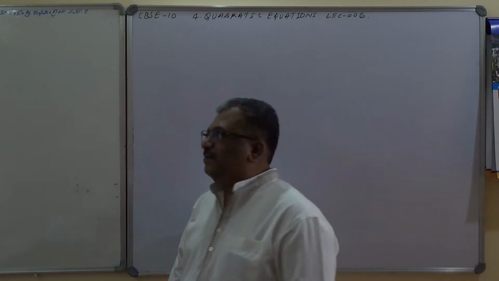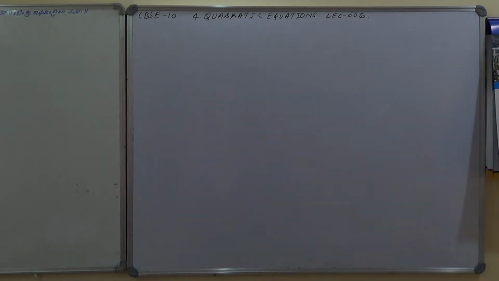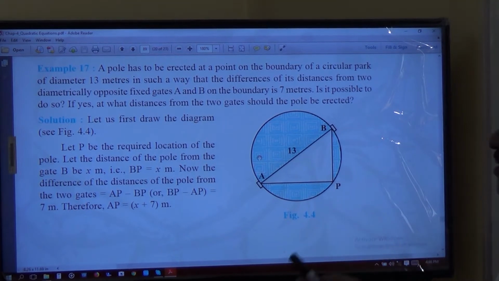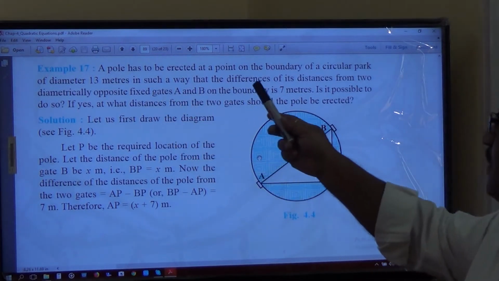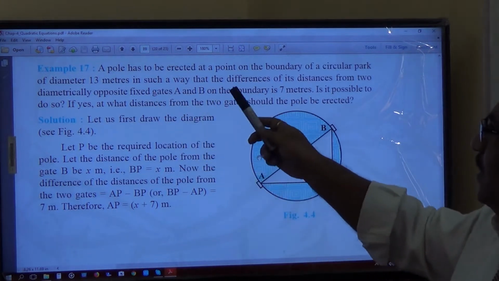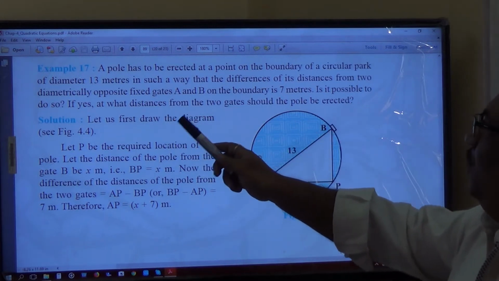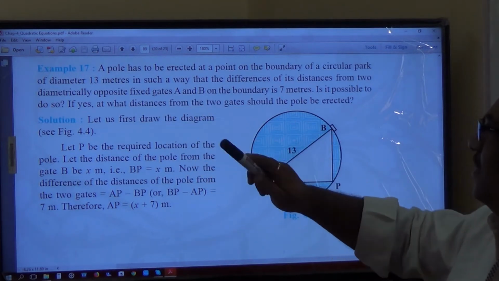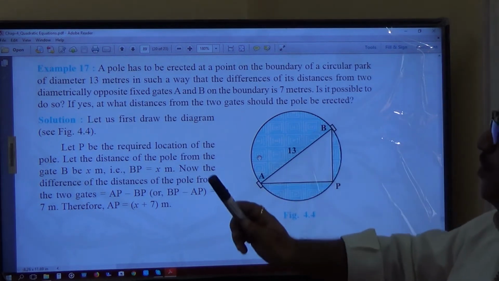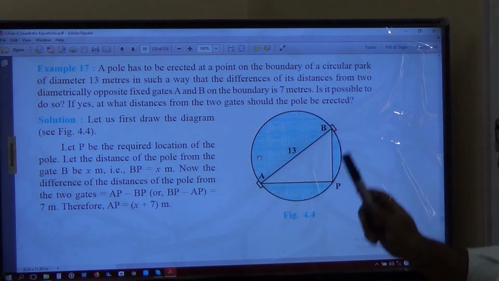Take up example 17 of the textbook. Let us solve this problem, which is important. A pole has to be erected at a point on the boundary of a circular park of diameter 13 meters in such a way that the difference of its distances from two diametrically opposite fixed gates A and B on the boundary is 7 meters. Is it possible to do so? If yes, at what distances from the two gates should the pole be erected?